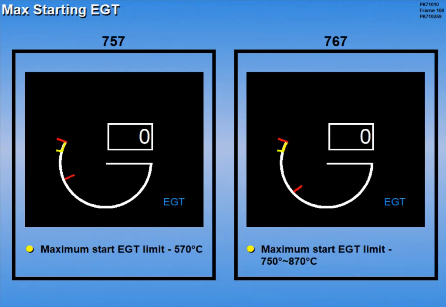The maximum starting EGT limit for the GE engines is between 750 and 870 degrees centigrade and is represented by a red line during engine start. The line disappears when the engine stabilizes at idle. Now try some questions.